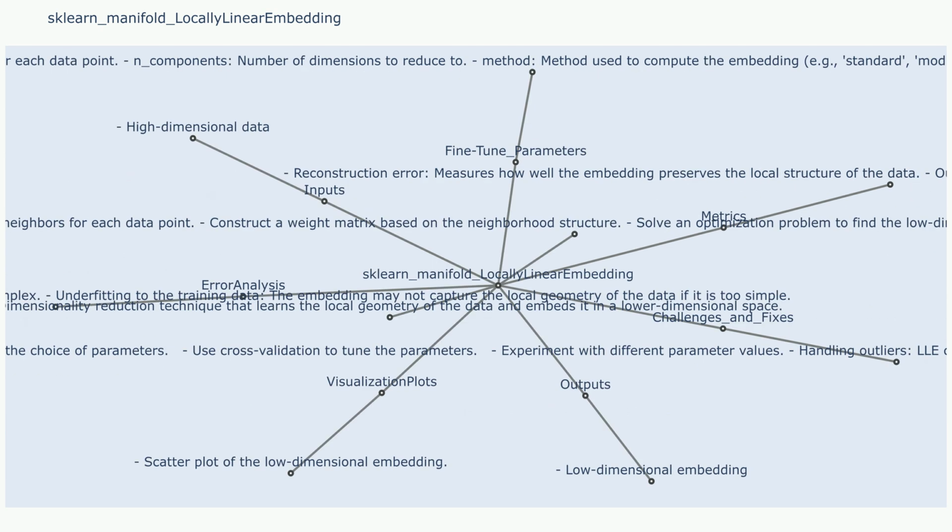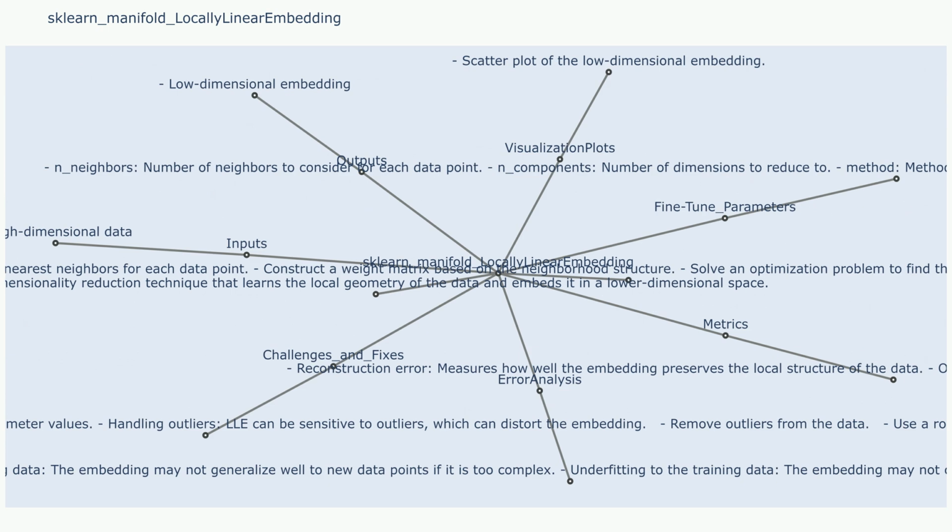Steps: Neighborhood search: the algorithm first finds the k nearest neighbors for each data point in the high-dimensional space. This defines the local neighborhood structure. Weight calculation: based on the identified neighbors, weights are calculated for each data point to represent the contribution of its neighbors in reconstructing itself. This is done using a linear reconstruction approach.